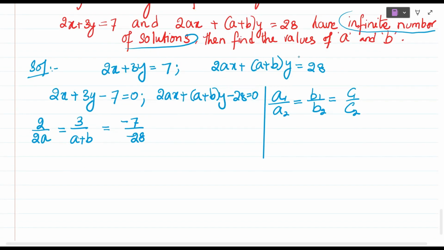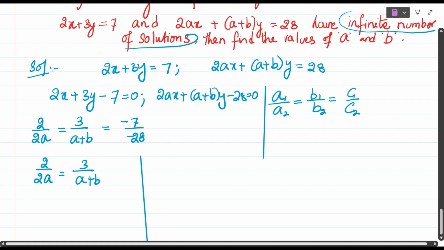So here 2 by 2a will be equal to 3 by a plus b. Okay, this gives our first equation. And next, so here cancel 2 and 2 one time and do cross multiplication. You will get 3a will be equal to a plus b.